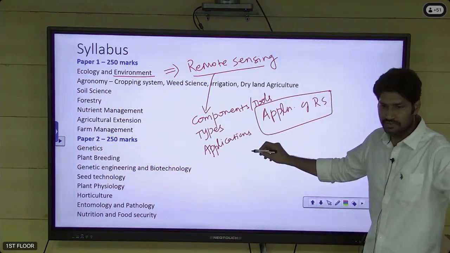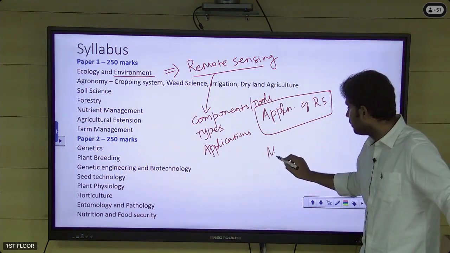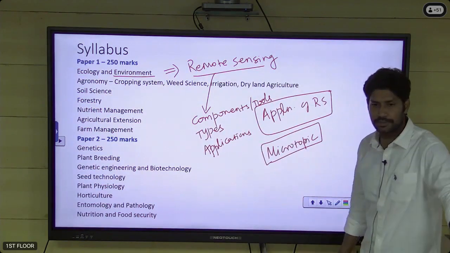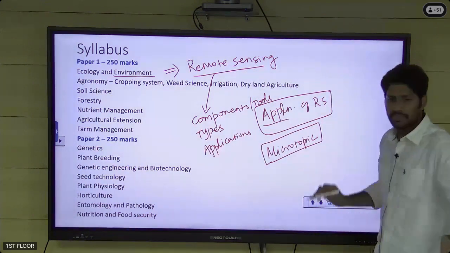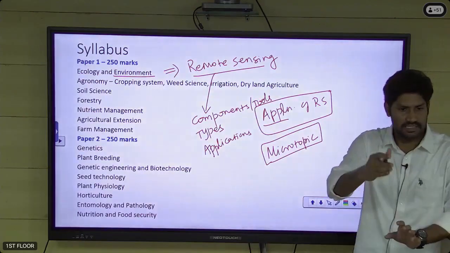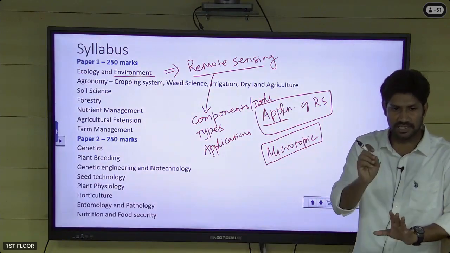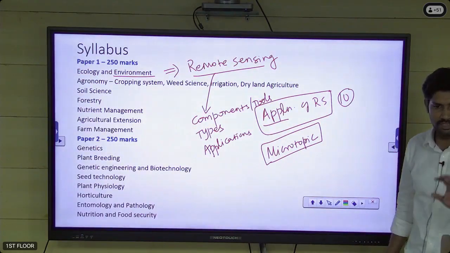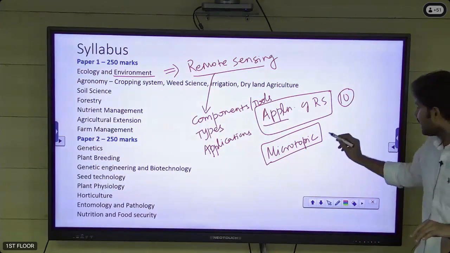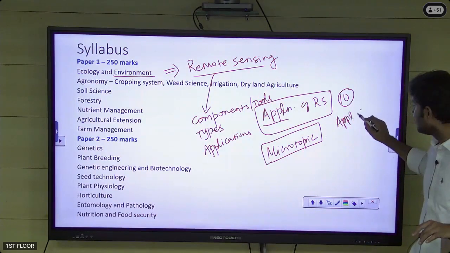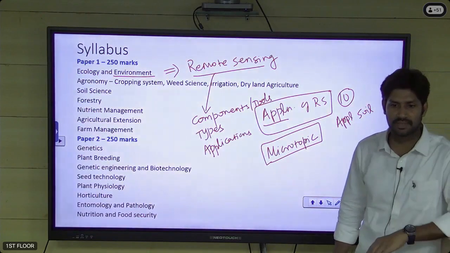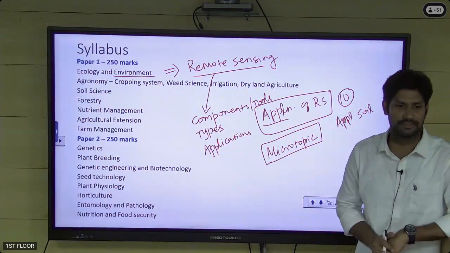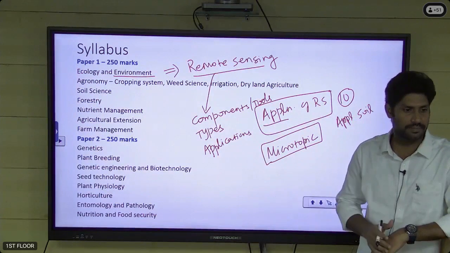Again, under the applications of remote sensing, what is the recent pattern? I told you: micro topic specific questions. What is the meaning of a micro topic specific question? Earlier, the question was general: one general 20 mark question, discuss the application of remote sensing in agriculture. But nowadays, under the various applications, there are approximately 10 applications of remote sensing, and they are asking specifically: write about the application of remote sensing in soil science, soil survey mapping. Discuss the application of remote sensing in crop yield estimation. They ask very specifically. This is the nature of questions in agriculture recently.